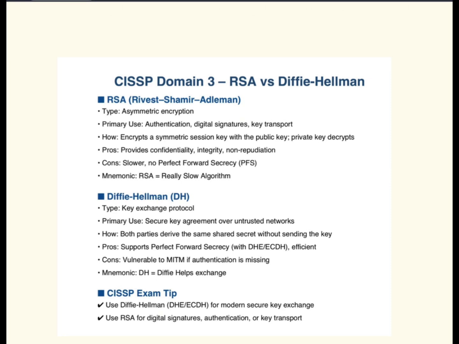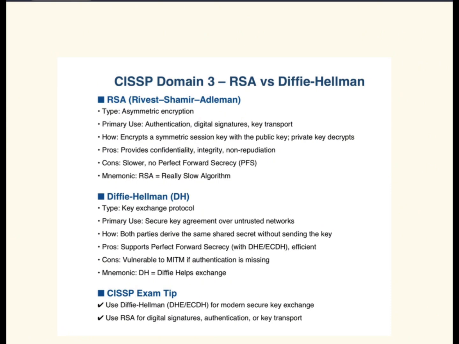So, a mnemonic for the CISSP exam: if we see any question related to this, what we need to understand is that it is a really slow algorithm, right? So that is the big disadvantage of this particular encryption algorithm.